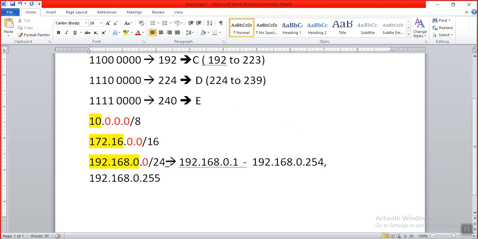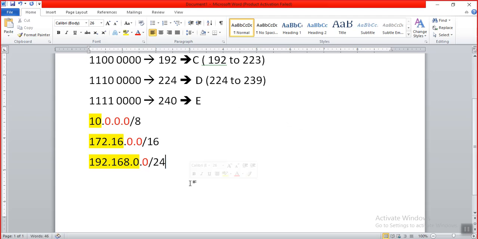Now one more question. This is /24 by default, or you may write here /24 or 255.255.255.0. Both are the same. That is the subnet mask. Question is, if I write here other than 24, if it is 27, what happens? That means in lieu of 24, if I write 27, what is the actual meaning?